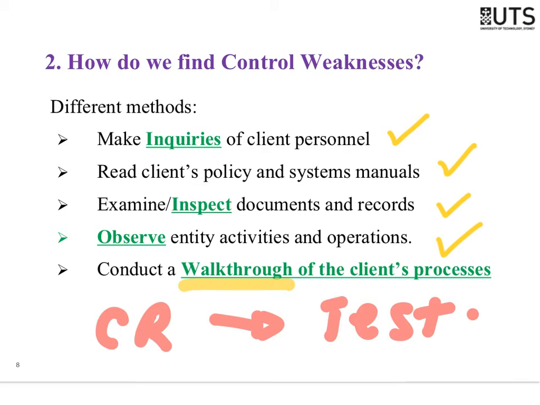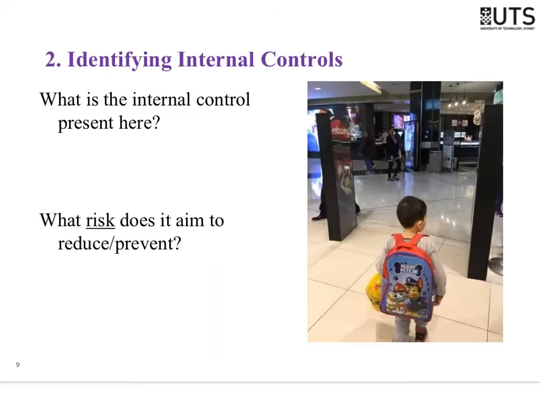Now remember one thing, guys, an absence of a control. So if they don't have a control where they should, that in itself is a weakness, okay? When they should have a check and they don't, that's a weakness. And we only know that's the case by walking through the process, all right?